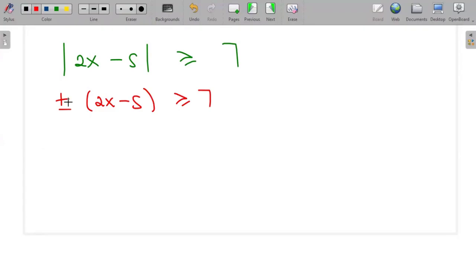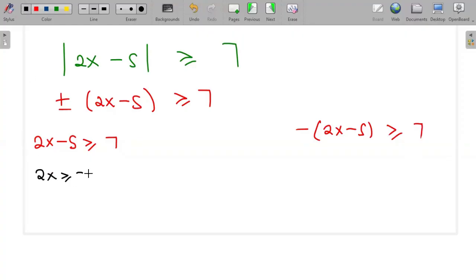When I multiply by the negative, the positive, that will be 2x minus 5 greater than or equal to what? 7. When I multiply by the negative, it will be minus 2x minus 5 greater than or equal to 7. So let's solve this. This will be 2x greater than or equal to 7 plus 5, and then 2x greater than or equal to 12. Divide by 2, divide by 2, x here is greater than or equal to what? To 6. Okay, so this is what I get from my first part.